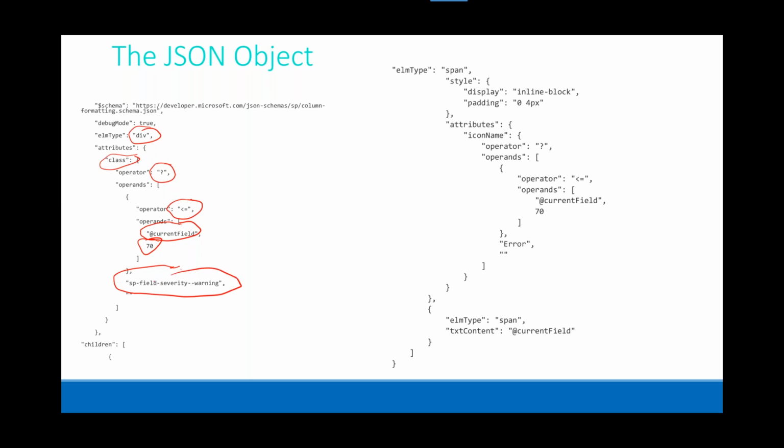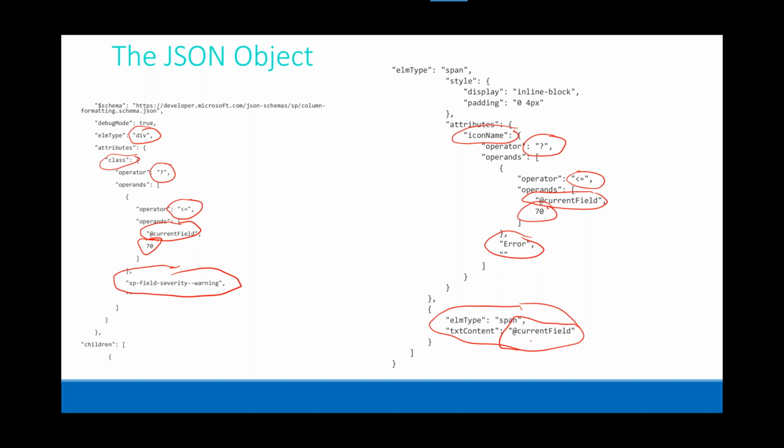That field severity warning is a baked-in class that we can use to apply to our columns. And then it's saying if the current field is less than or equal to 70, create an icon that is the icon named error. And that's what's showing that icon for us. And then it's just saying, display whatever the current field is. And that's why it's displaying the 70.